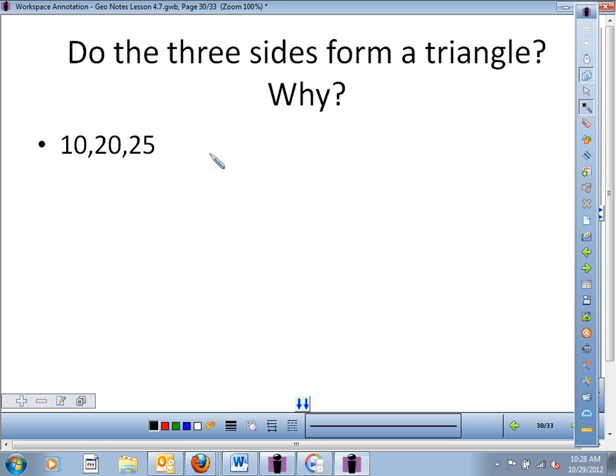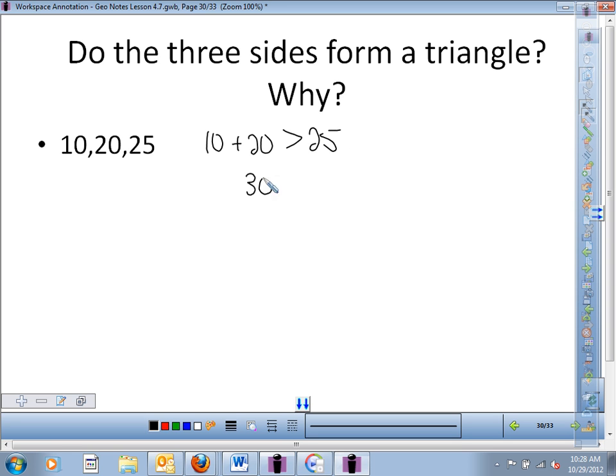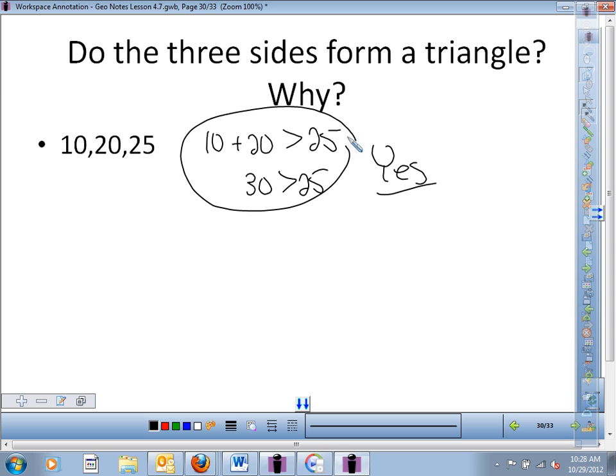Right? Next one, 10, 20, and 25. So again, do they form a triangle? 10 plus 20, is that greater than 25? Is 30 greater than 25? Yes, it is. So do these form a triangle? Yes. Now again, we need to make sure that we follow directions. That's your why. This is your answer. Do they form a triangle? Yes. That's your why.